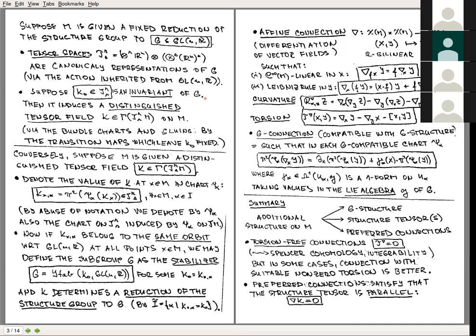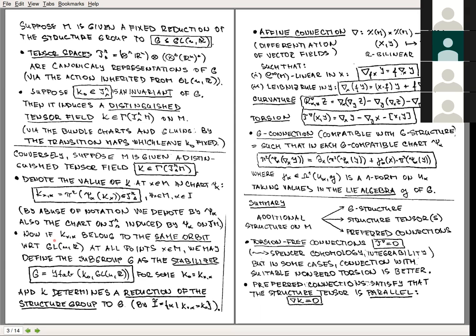in these tensor spaces of G, then it induces a distinguished tensor field K on M. We just pull this K0 back by the distinguished G-compatible bundle charts and glue them by the transition maps, but the transition maps are in G, so they leave K0 fixed. So it really glues together well. Conversely, if we have some distinguished tensor field, we can denote its value in these standard fiber spaces T^r_s, which are just the tensors over R^n. And by abuse of notation, I will just denote by psi alpha also the charts on these tensor bundles, which are canonically induced by the original bundle charts on TM by means of tensor products and so on.